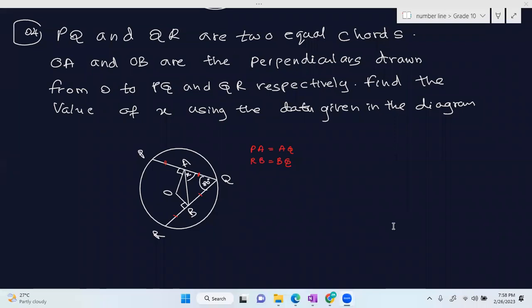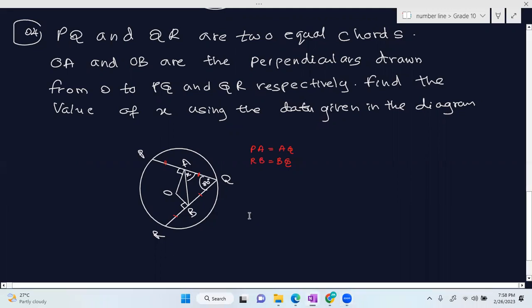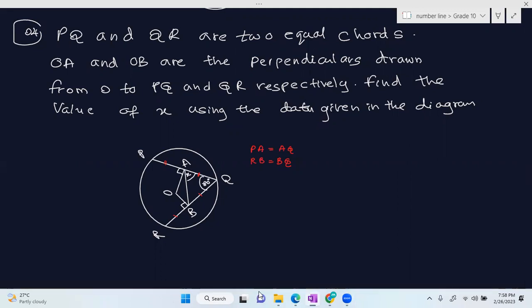Excuse me, teacher, you need the answer for the x? Yes, you have to find the answer for x. Here, look at PQ and QR. These two are equal. It's 50, teacher. Sorry? It's 50. You found it. What about the others?